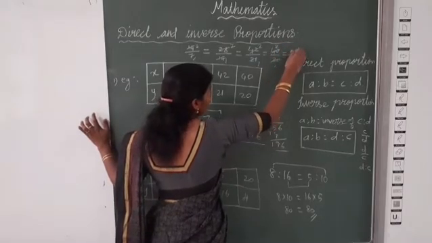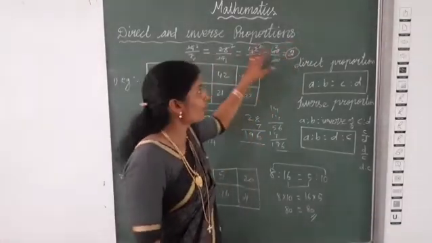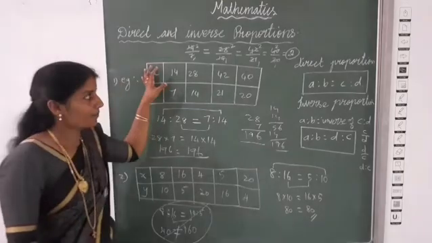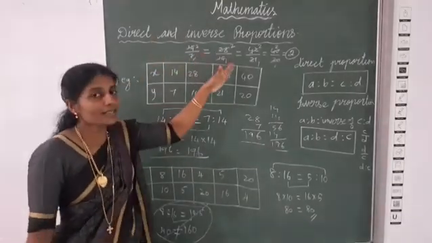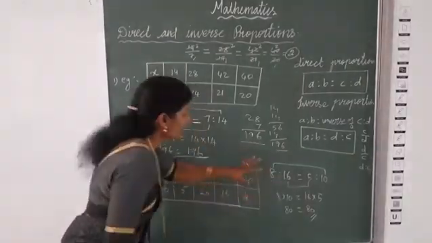So what's the answer? All are equal to 2. So we can say this is direct proportion. Suppose this is not equal, that means it is not direct proportion. This is the first method.